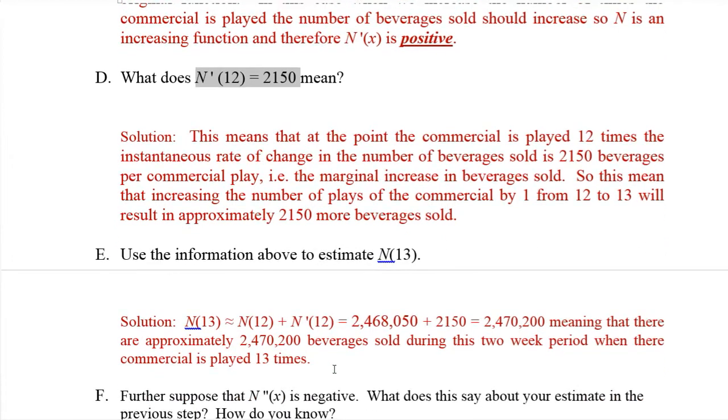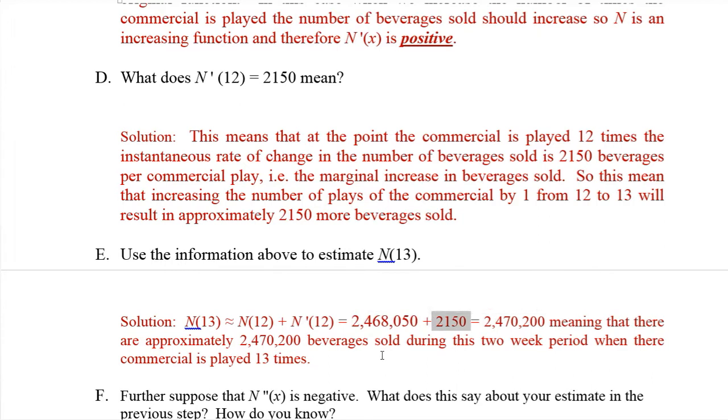Okay, well, N of 13 is about the same thing as N of 12 plus N prime of 12. It's what we had, about 2,468,050. And what we're adding on is at least approximately the same amount as the derivative, which is 2,150. So we're going to get approximately 2,470,200 beverages sold during the 2-week period when the commercial is played 13 times. If we wanted to do N of 11, we do N of 12 minus N prime of 12. So we take this big number here, and we would subtract our derivative.